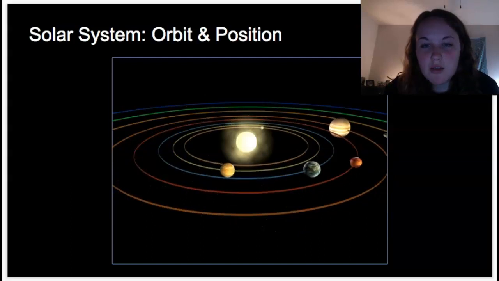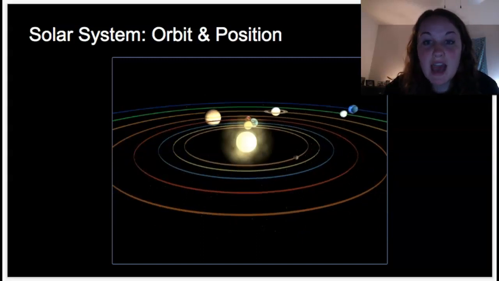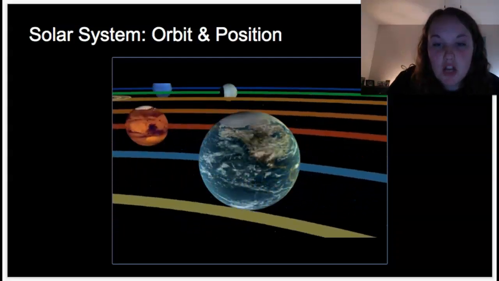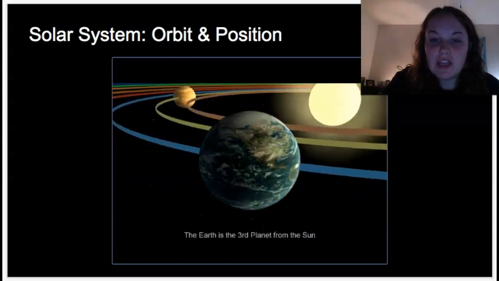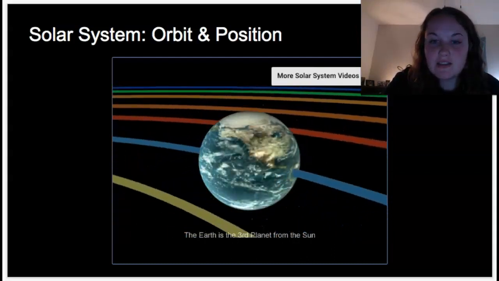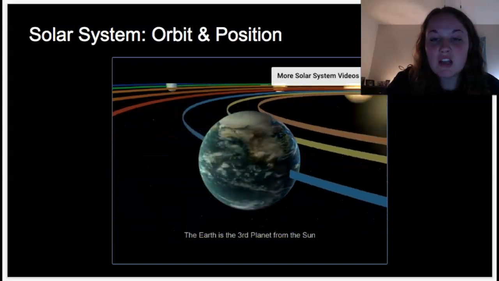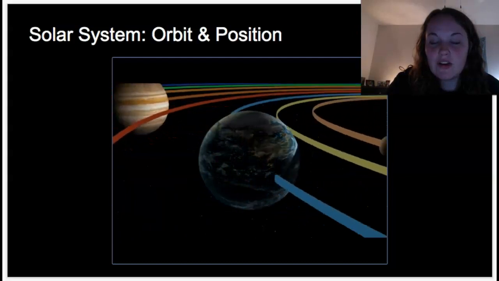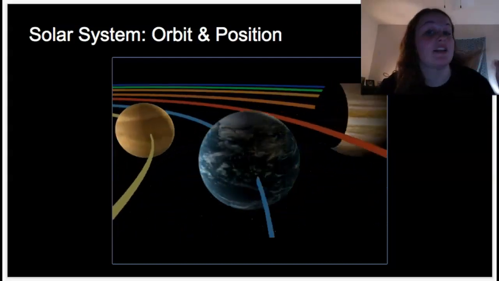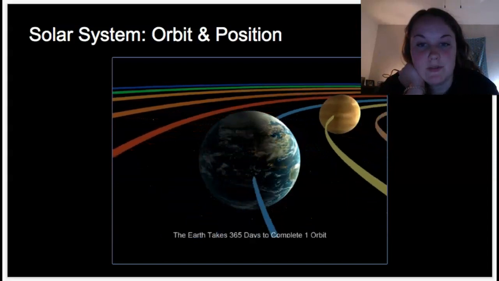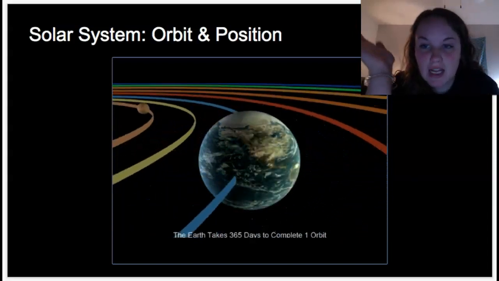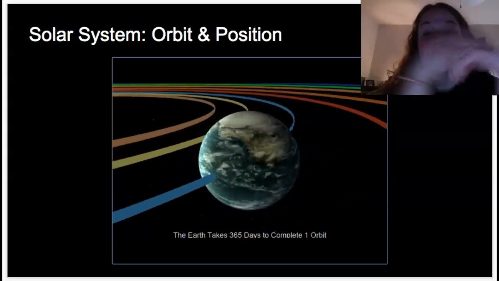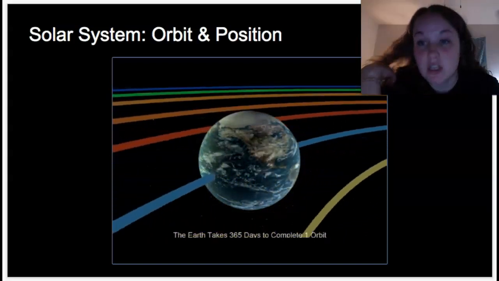And notice how you can see all the planets are rotating on their own axes as they're revolving around the sun. This is a view from Earth as you would be looking at it as it rotates. So if you were standing on top of the planet looking at the sun, this is the view that you would see because of its rotation on its axis. And as we were talking about, it takes Earth 365 days, or one of our years, to complete one orbit or one revolution around the sun.